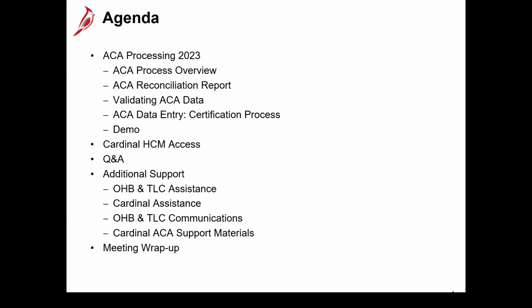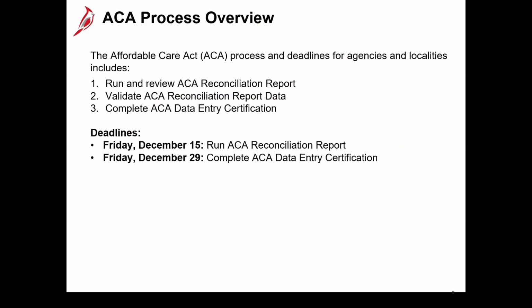All right, there are two very important deadlines for you to remember when it comes to ACA this year. This applies to all agencies and the Local Choice participants. By Friday, December 15th, you need to run the ACA Reconciliation Report in Cardinal. That report is going to detail health coverage for employees and their dependents. Then by Friday, December 29th, you'll need to complete the ACA Data Entry Certification. That's a page in Cardinal that you'll go to, answer some questions, key some counts, and then certify that the ACA data you viewed on the recon report is accurate.